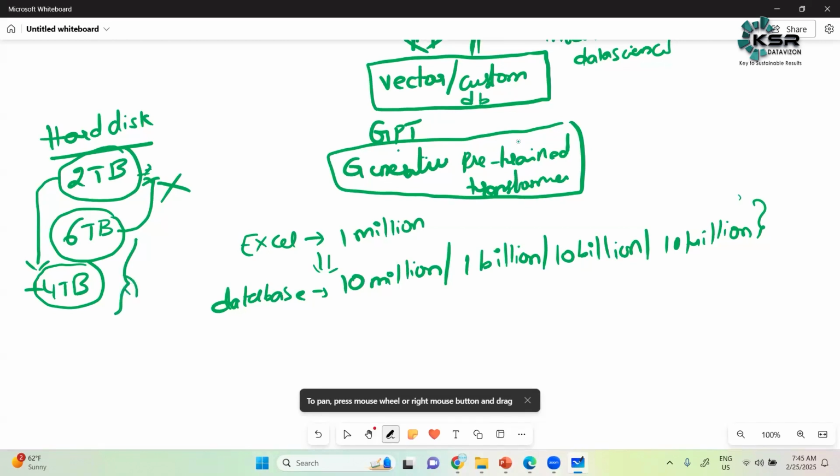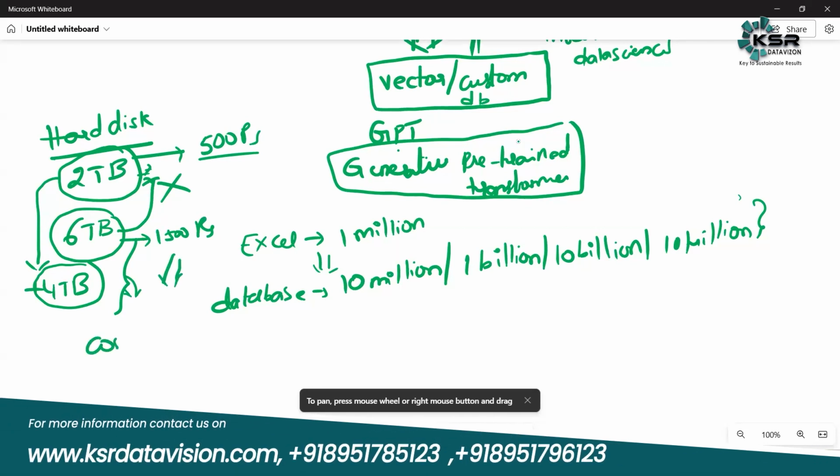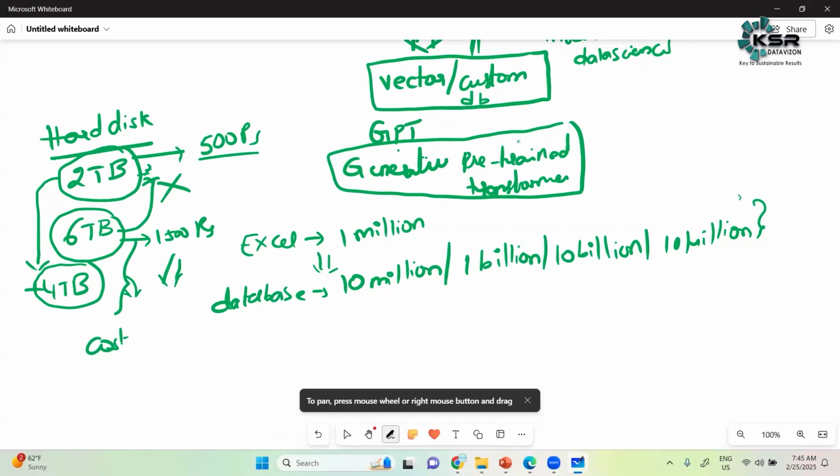So for that, a 2 TB hard disk costs, let's say, 500 rupees in Indian rupees. Simple to say. A 6 TB one will go around 1500 rupees, right? As the volume of data increases, your expenditure or infrastructure cost also increases, right? Agree? Yes. So that is the reason: as your volume of data increases, your infrastructure cost also increases.